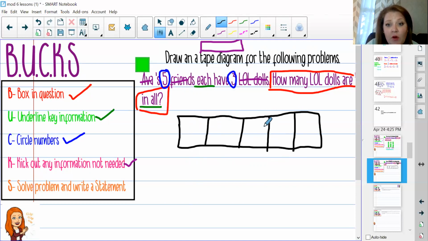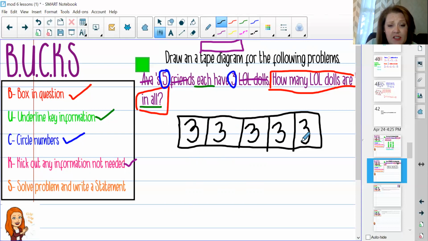Because this represents each one of the friends. She's got 1, 2, 3, 4, 5 friends. So how many LOL dolls did each friend have? 3. So I'm going to write just the number 3 in each section here. Okay, so I drew it.